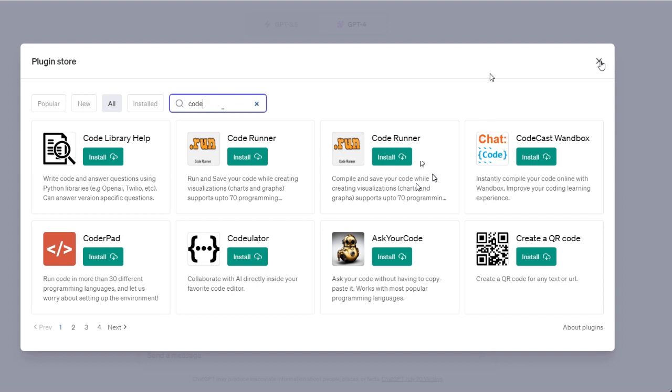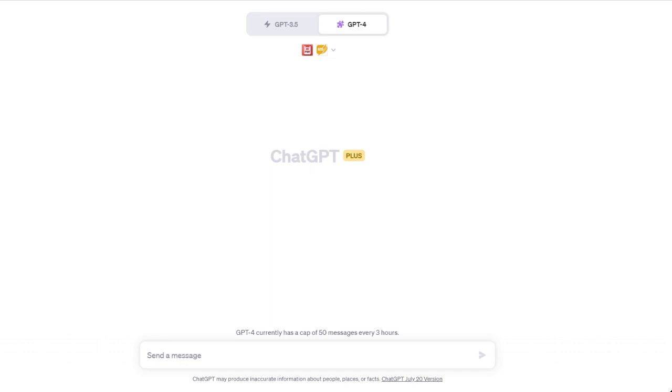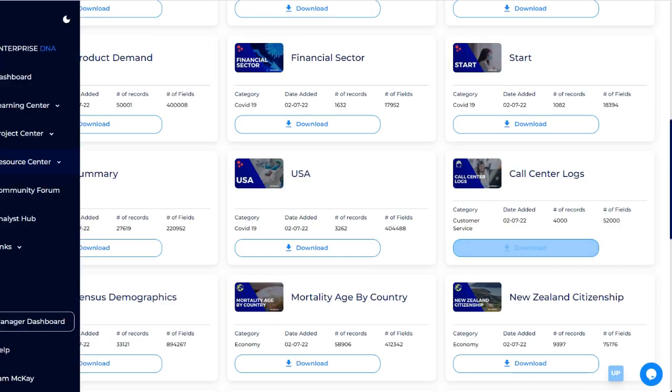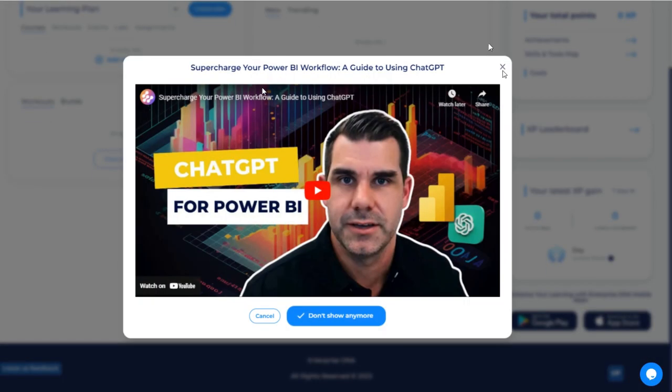But this to me is just a total game changer. The world of data analytics is changing. There's just no doubt about it. The way we work is going to change, and Enterprise DNA is going to be at the forefront of showing you how this actually happens, right?